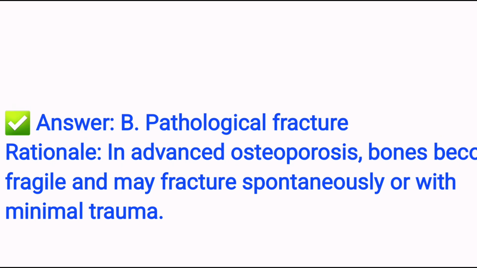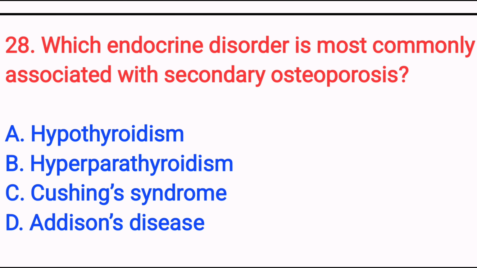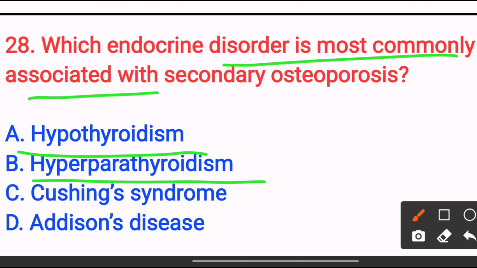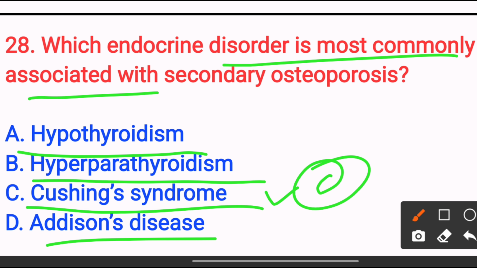Next, which endocrine disorder is most commonly associated with secondary osteoporosis? Option A, hypothyroidism. Option B, hyperparathyroidism. Option C, Cushing syndrome. Option D, Addison disease. The answer is option C, Cushing syndrome, because chronic excess of cortisol as in Cushing syndrome leads to decreased bone formation and increased resorption, resulting in secondary osteoporosis.